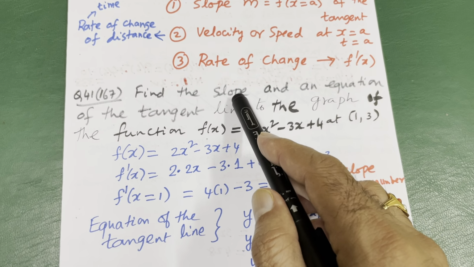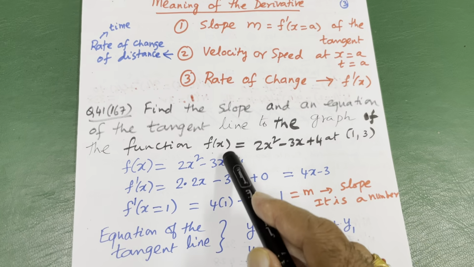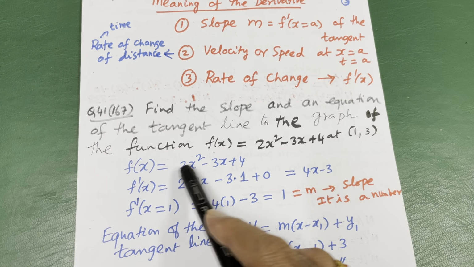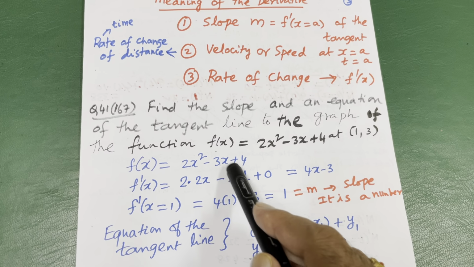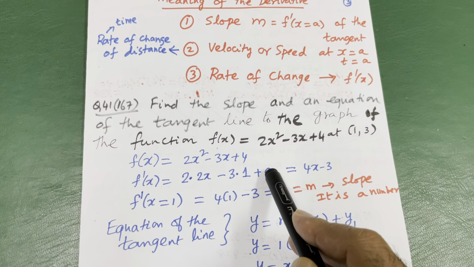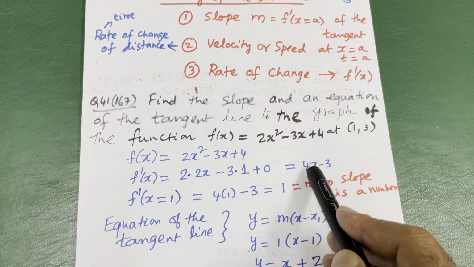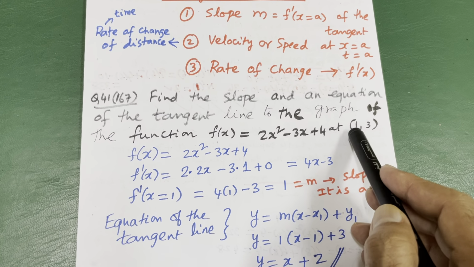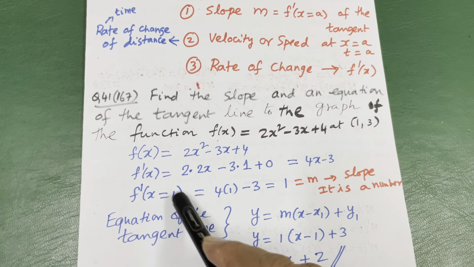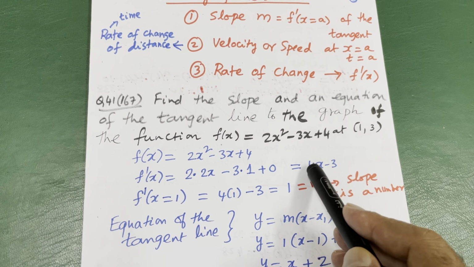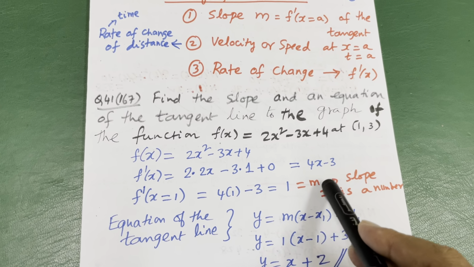Let us find the slope. How to get the slope? Slope means the derivative. So f of x is this, and let us find the derivative. f dash x is equal to 2 times 2x minus 3 times 1, plus the derivative of 4 which is 0. That means f dash x is 4x minus 3. Now I use the point x is equal to 1 and y equal to 3. So I put x equal to 1 here: 4 multiplied by 1 minus 3 which is 1. This is called the slope.